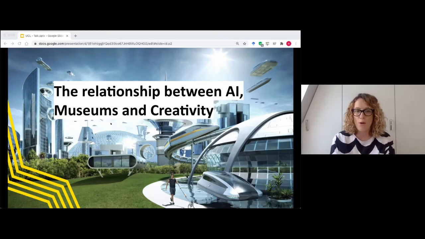Because the premise of my work within the cultural sector is this idea that museums and cultural institutions are social purpose institutions. They exist in the service of society. They're not commercial operators. And actually that places really great challenges when it comes to engaging with these new technologies.